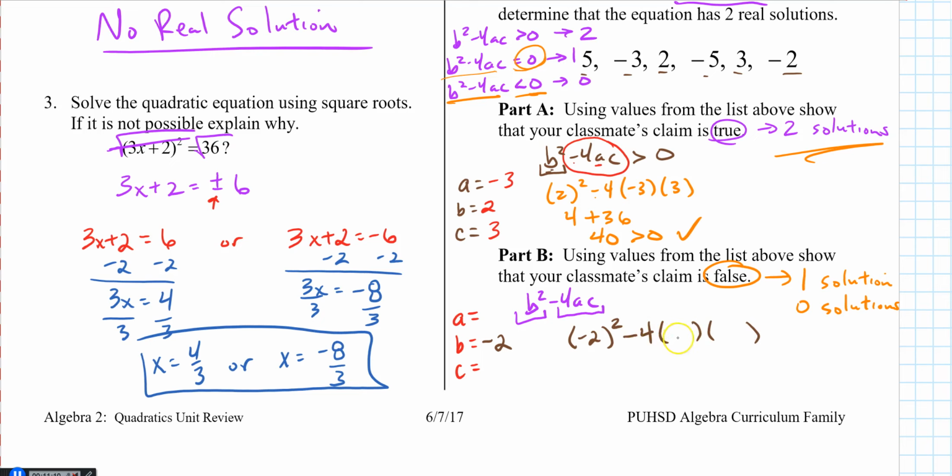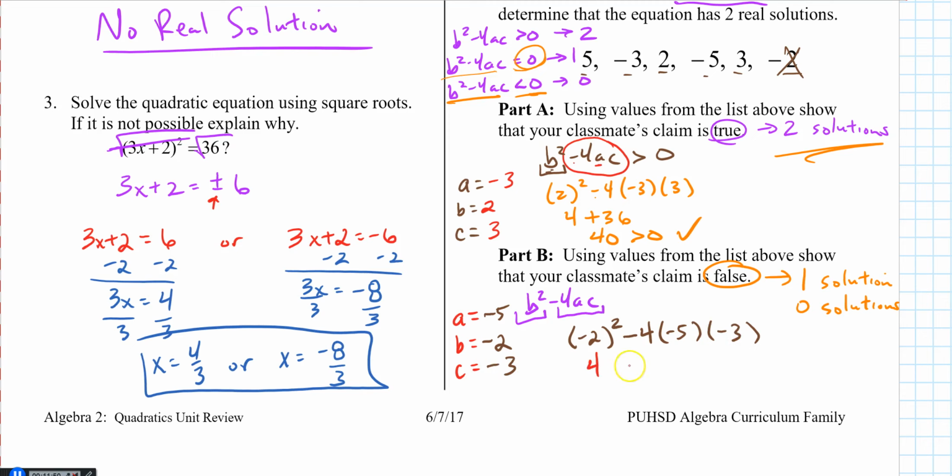So if I've already used the -2, let's make A -5. So if A is -5, then I need C to be another negative number, and the only other negative number that I have left is a -3. And now I can check my work.